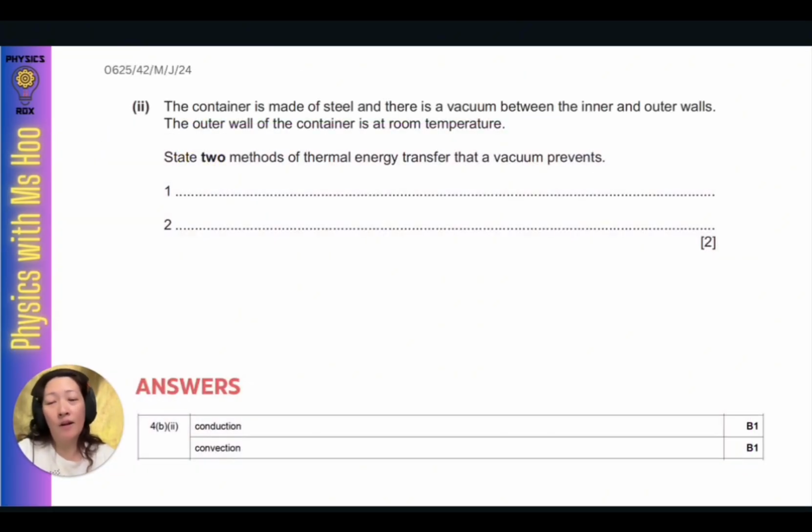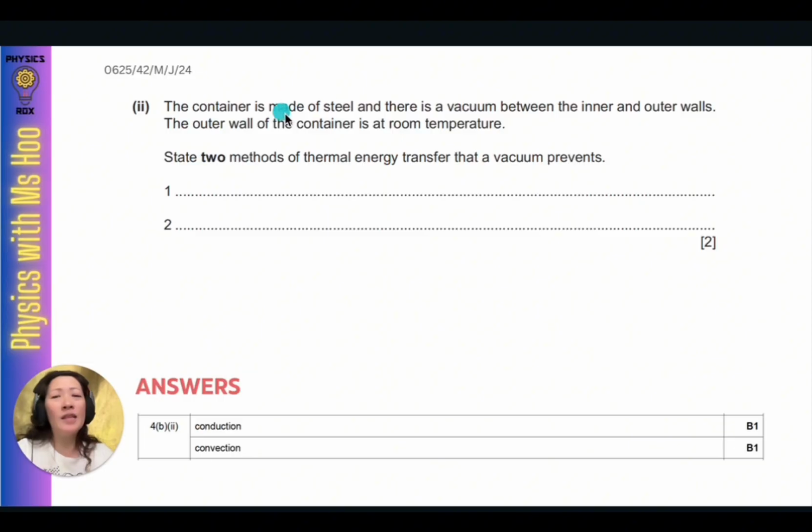This is an extract from one of the questions in summer 2024, variant 2. The question is, the container is made of steel and there is a vacuum between the inner and outer walls. The outer wall of the container is at room temperature. State 2 methods of thermal energy transfer that a vacuum prevents. Now, this question is related, so you'll see that most questions are phrased this way. They'll give you some kind of introduction and then they'll give you the actual question. You'll find there is some relationship, but if you look at the question carefully, even if they don't give you this paragraph, you can still answer the question.